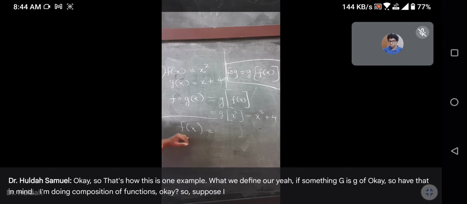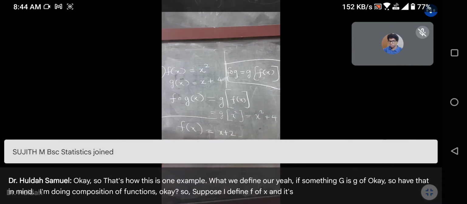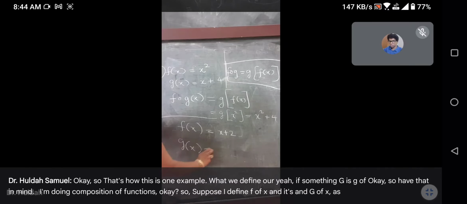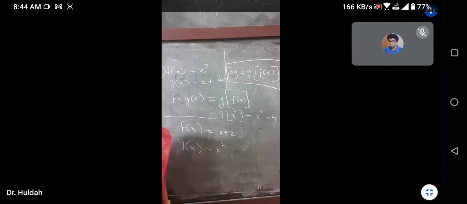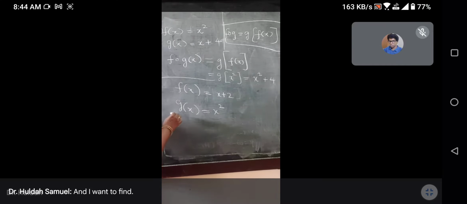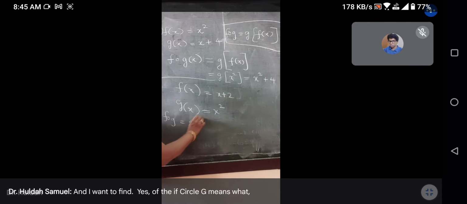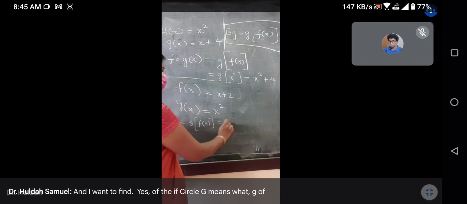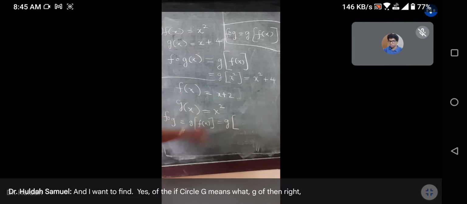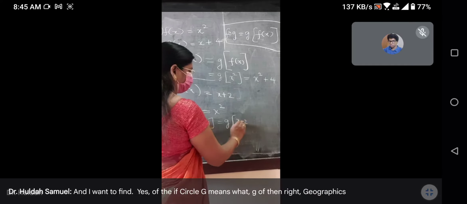Suppose I define F of X as X plus 2 and G of X as X squared. And I want to find F circle G. F circle G means what? G of F of X. Then write the values, F of X is X plus 2.